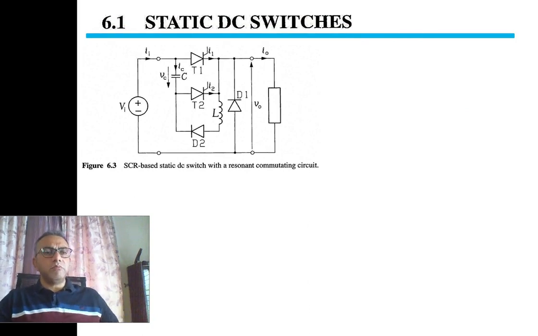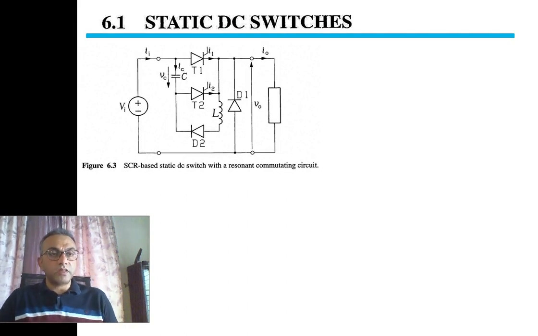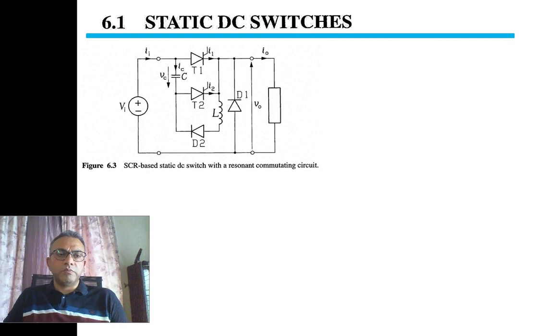This is the same circuit. However, this time we are not using an IGBT. Figure number 6.3 is also a DC-DC step-down converter. However, the power electronic switch is not an IGBT, it is not a BJT, it is not a MOSFET, it is an SCR.